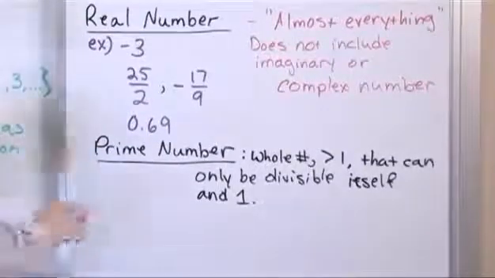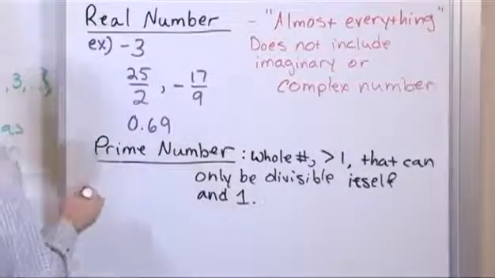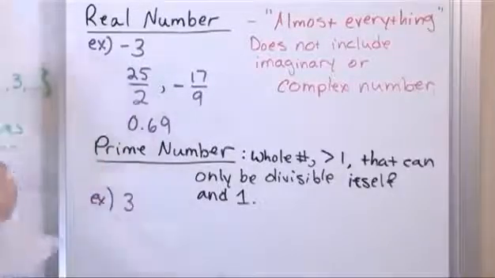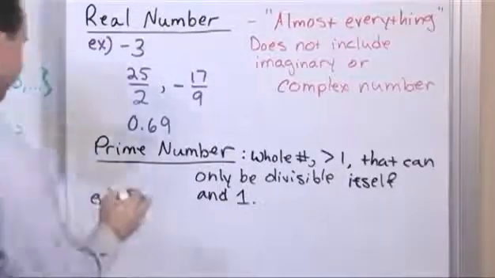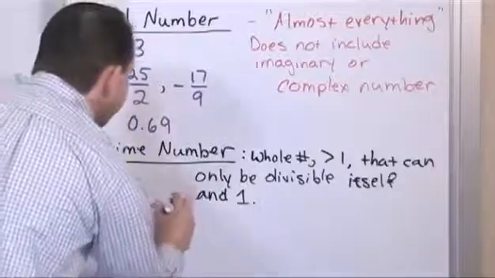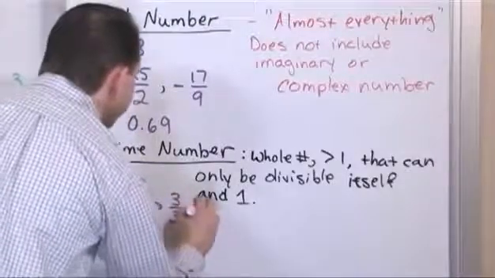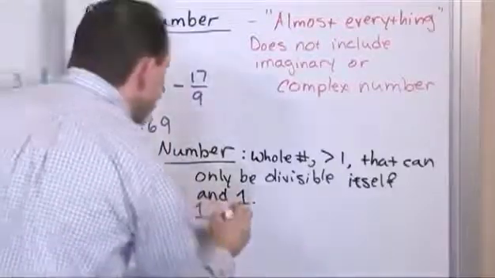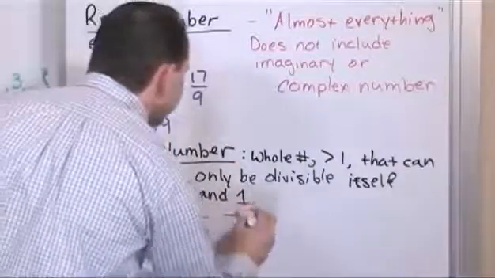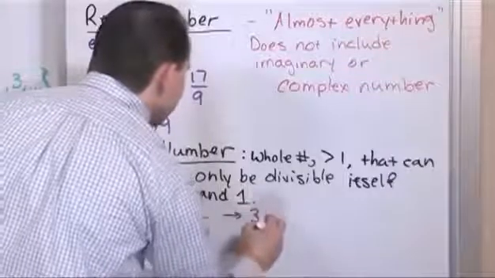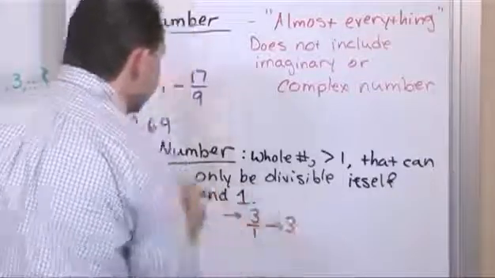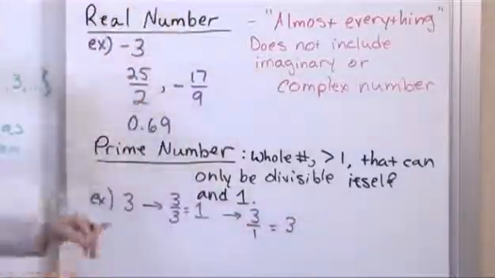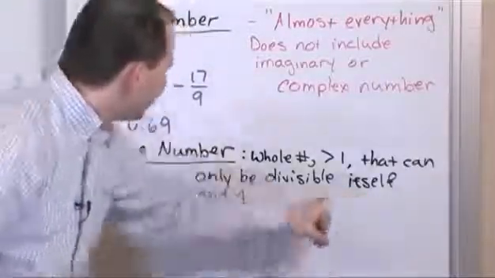So we'll give a couple of examples. We want to learn by doing. So the number 3. The number 3 is a prime number, and the reason is because you can divide 3 by itself and you'll get the number 1. It divides evenly, right? You can also take the number 3 and divide it by 1, and then you're going to get 3. So that divides evenly also, right?